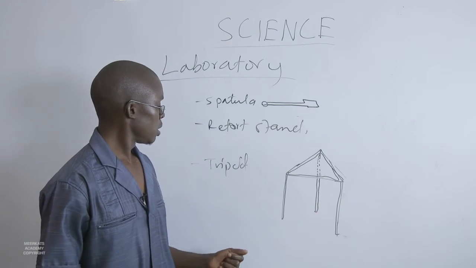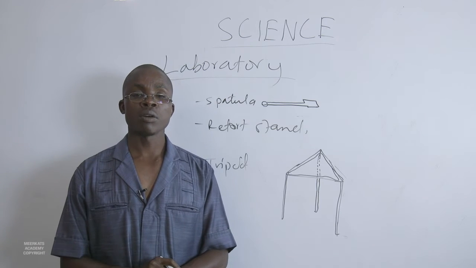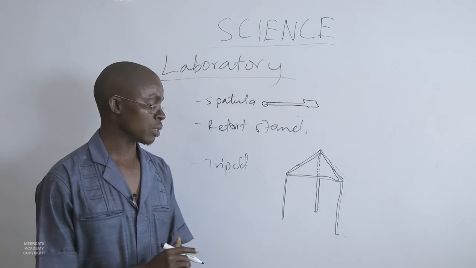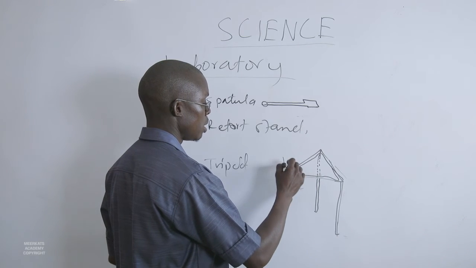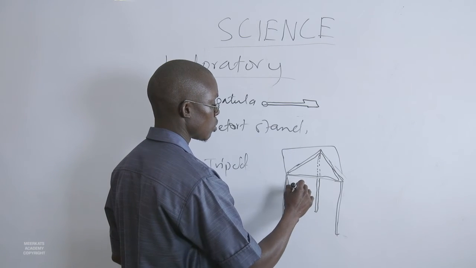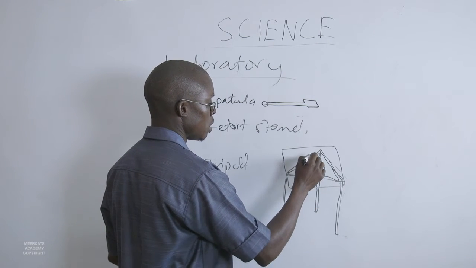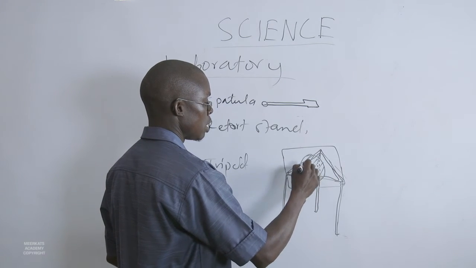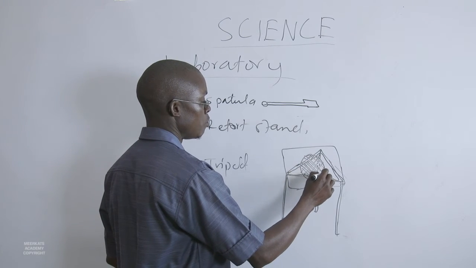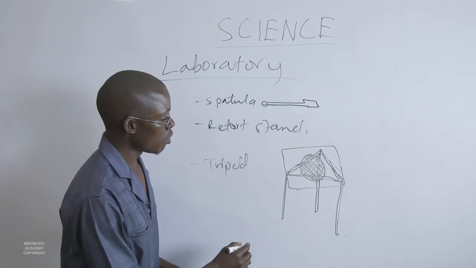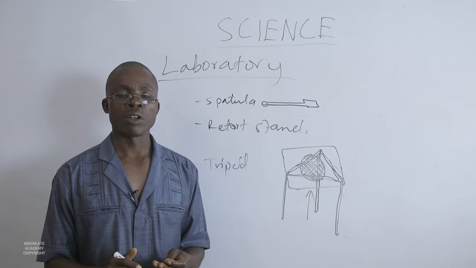Now this tripod stand is not always used the way it is. You will always have something called a wire gauze, that is placed on top. It is rectangular in shape, so it will be put on top, and at the center of the wire gauze it has a material that is used to regulate the amount of heat being transmitted from the bottom to whatever you are trying to heat.